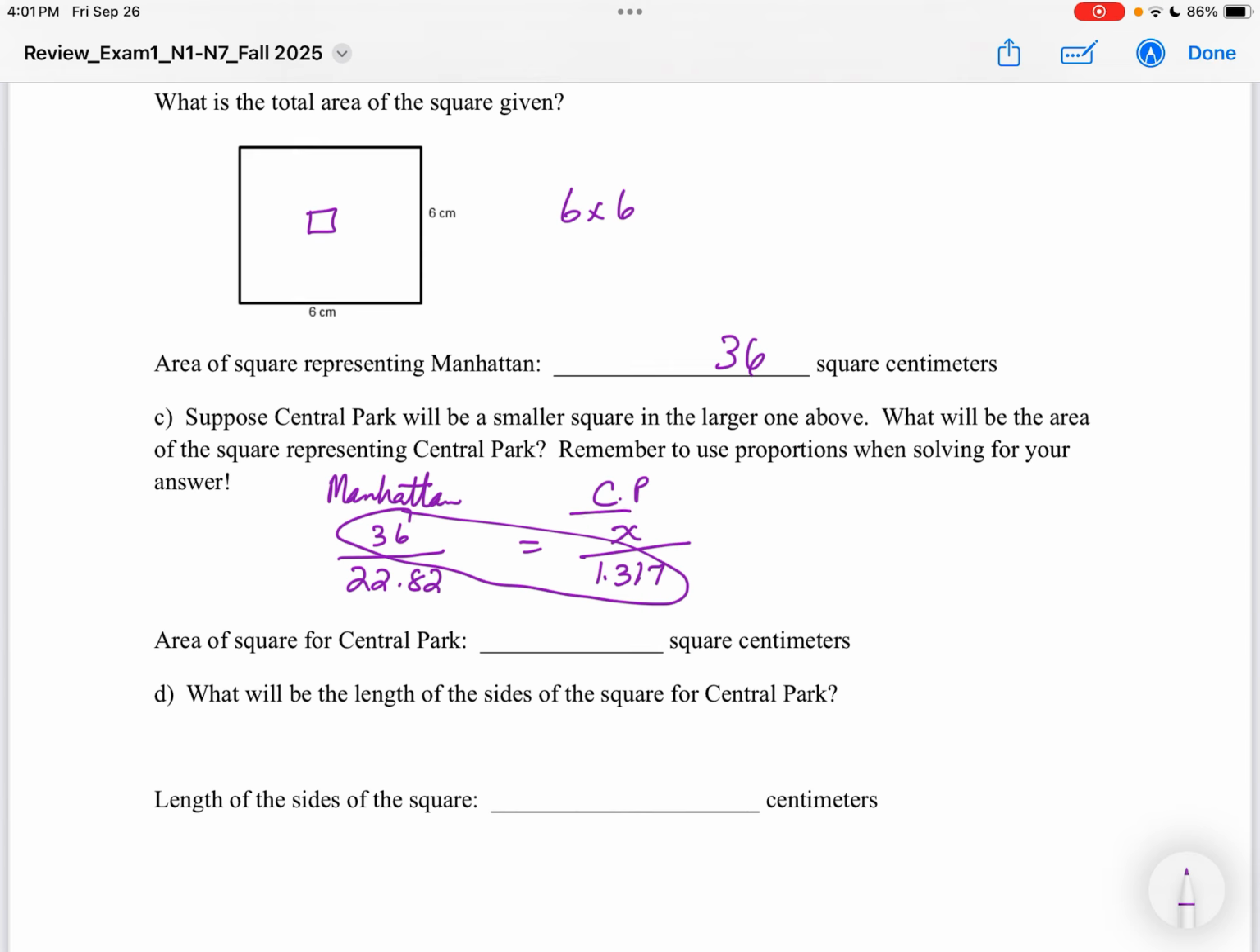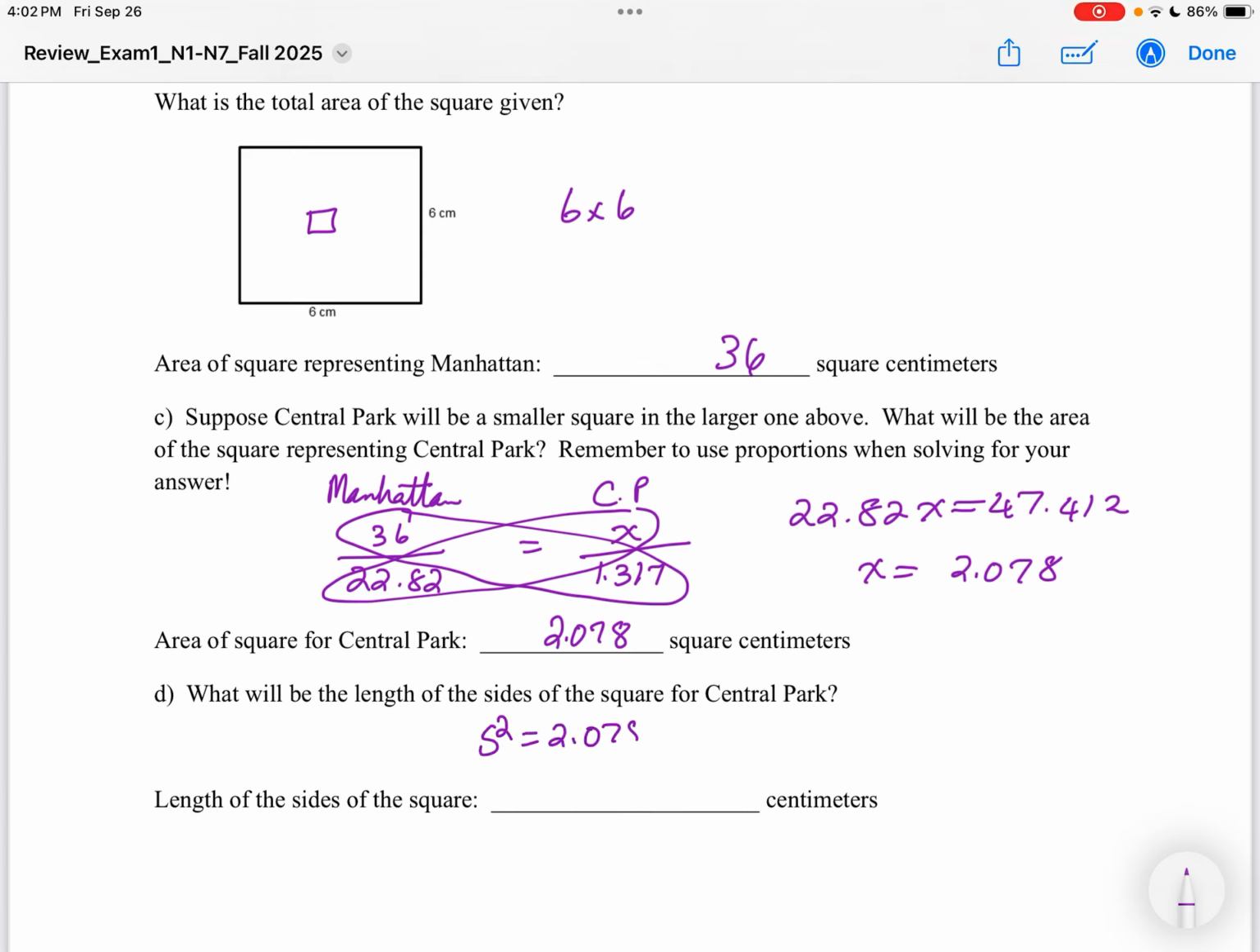We cross multiply that, and you should get 22.82x equals 47.412. Divide and solve, you should get 2.078. That's the area for the square. And lastly, to find the length of the side, this is the area, so side squared is 2.078. Take the square root, and you should get 1.44. All right, that's the end of that.